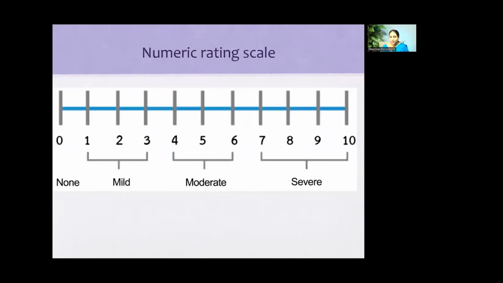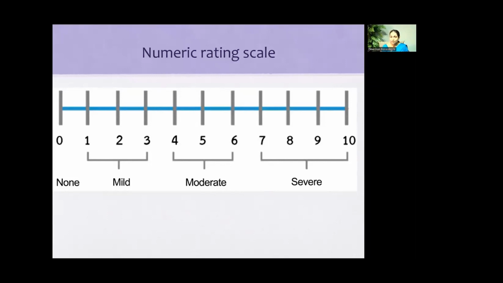Then we have numeric rating scales, again, where the patient is asked to number the pain on a scale of 0 to 10, where 0 is no pain at all and 10 would be the worst pain. And accordingly, 1 to 3 would be mild, 4 to 6 moderate, 7 to 10 would be taken as severe pain.